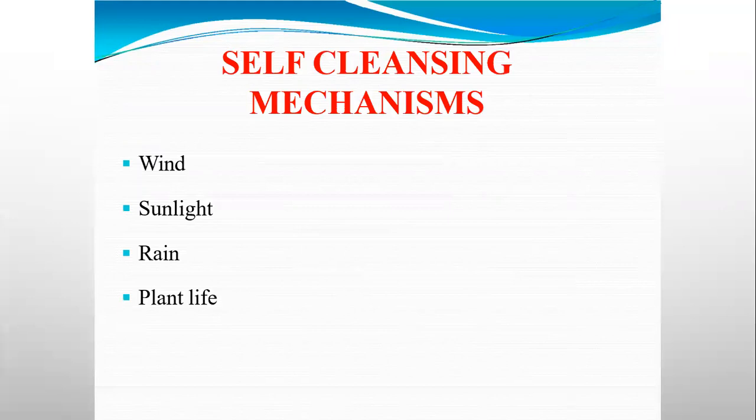Air has a certain self-cleansing mechanism, which means it cleanses itself under certain situations. This self-cleansing mechanism of air works through the flow of the wind, through the sunlight, through rain in the raining season, and through the presence of plant life. We are going into the detail.